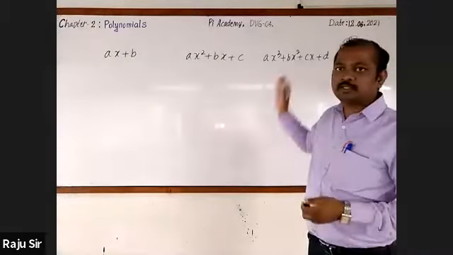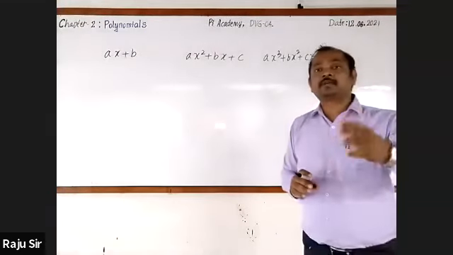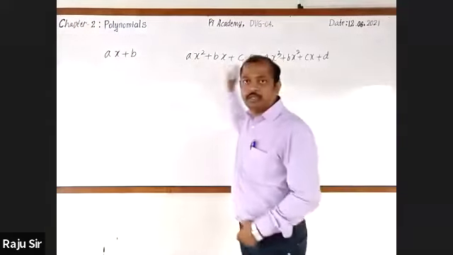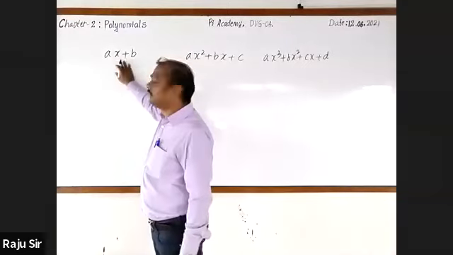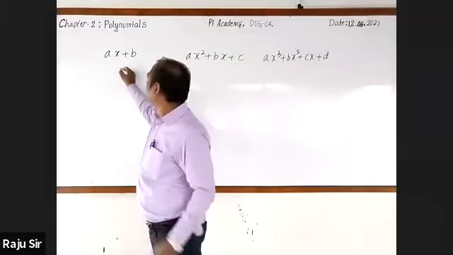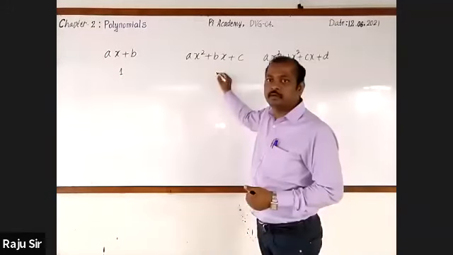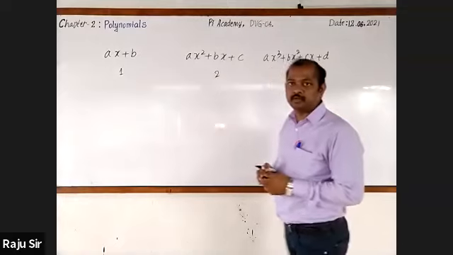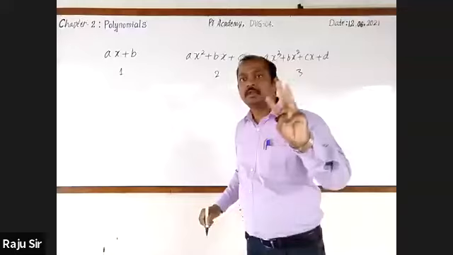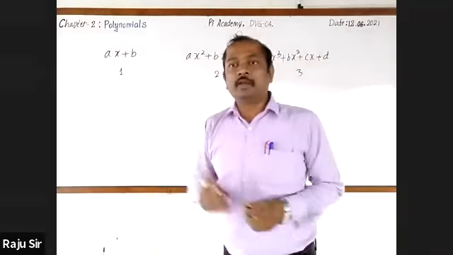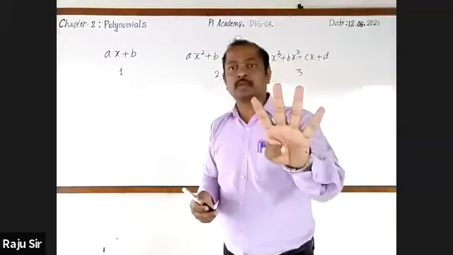In all the cases, a is not equal to 0. And we also know that the maximum number of zeros obtained by a linear polynomial is 1, whereas a quadratic polynomial can have 2 zeros, and a cubic polynomial can have 3 zeros. Similarly, other polynomials depend on their degree. If the degree is 4, there will be 4 zeros, and so on.